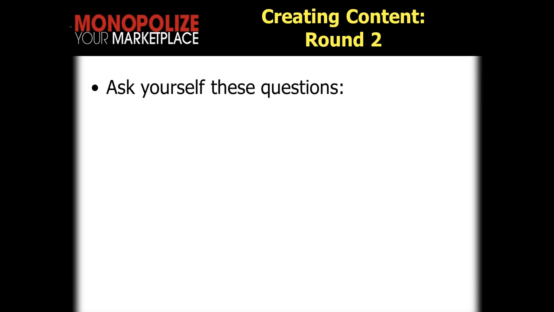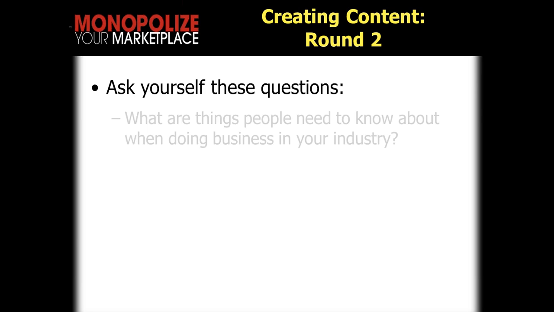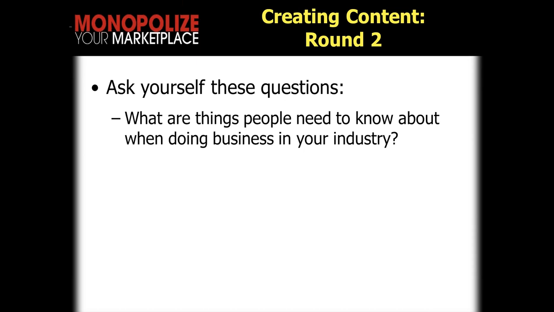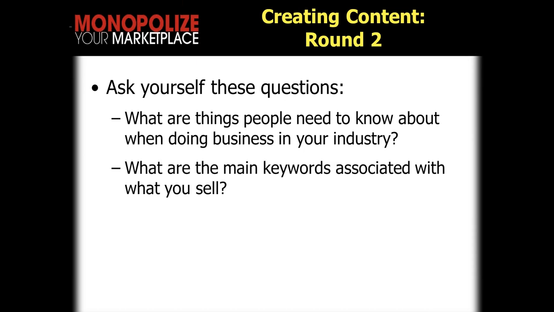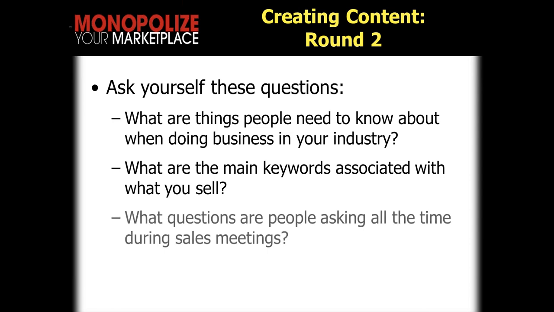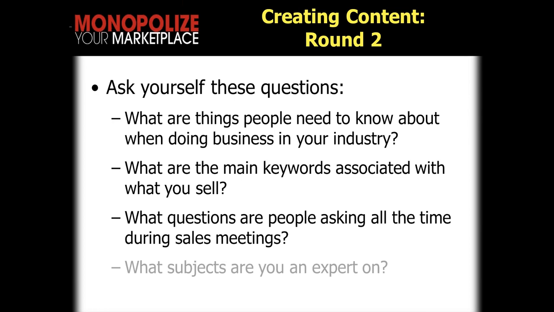All right. So creating content round 1 was using the headline bank. Now let's go to round 2. Round 2, ask yourself these questions. Question 1. What are things people need to know about when doing business in your industry? What are the main keywords associated with what you sell? What questions are people asking all the time during sales meetings? Here's a good one. What subjects are you an expert on? Okay? Think about these things.